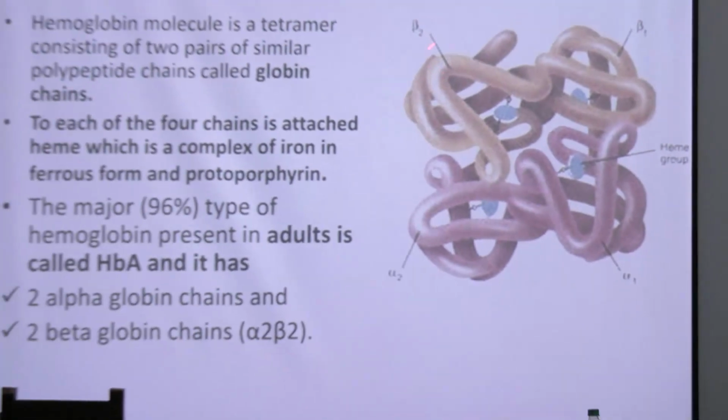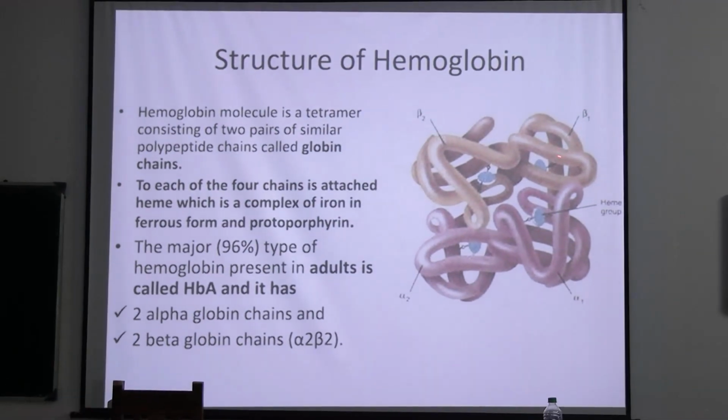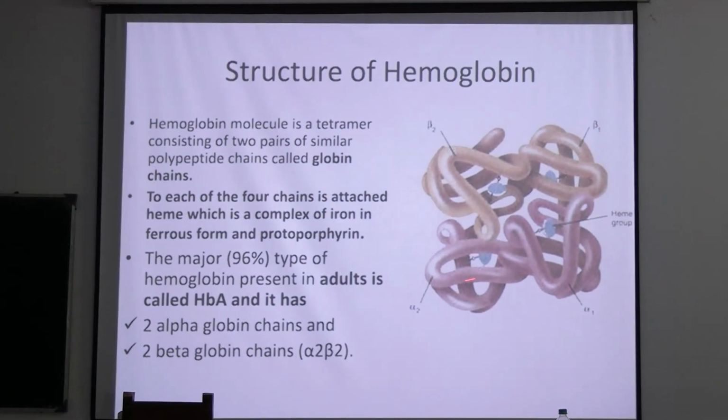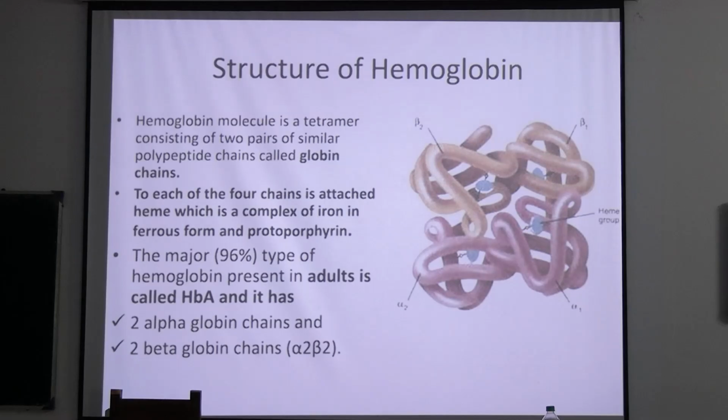The hemoglobin molecule is a tetramer, means it has 1, 2, 3, 4 subunits. Two pairs of similar polypeptide chains called globin chains. So, there are two pairs. So, this is an adult hemoglobin structure. These two pairs, these are beta chains and these are alpha chains. Okay. So, this is the structure of adult hemoglobin, two beta chains and two alpha chains.